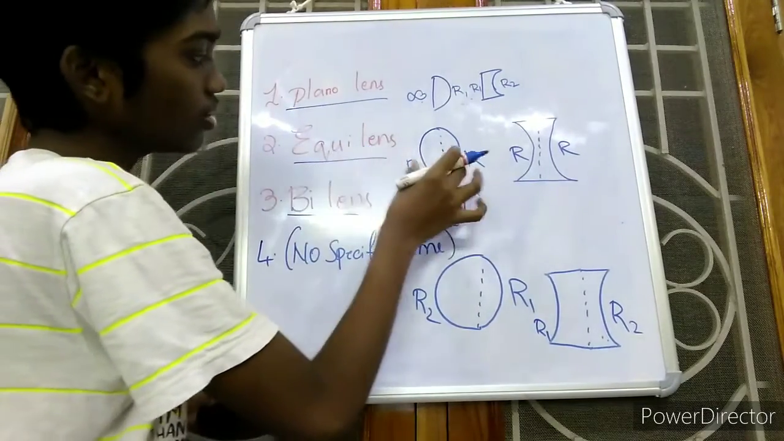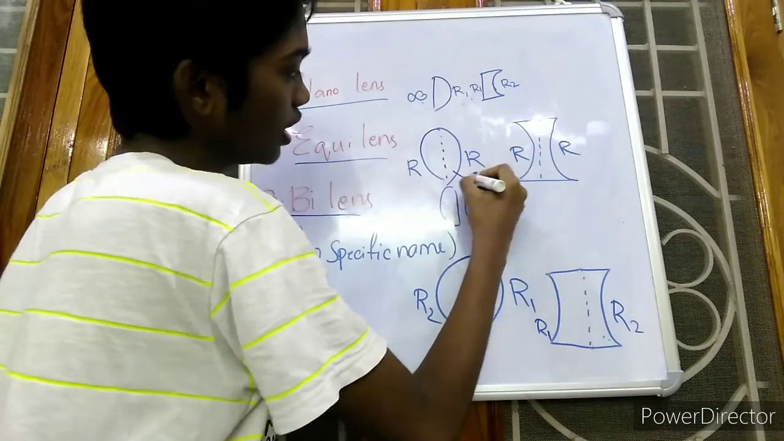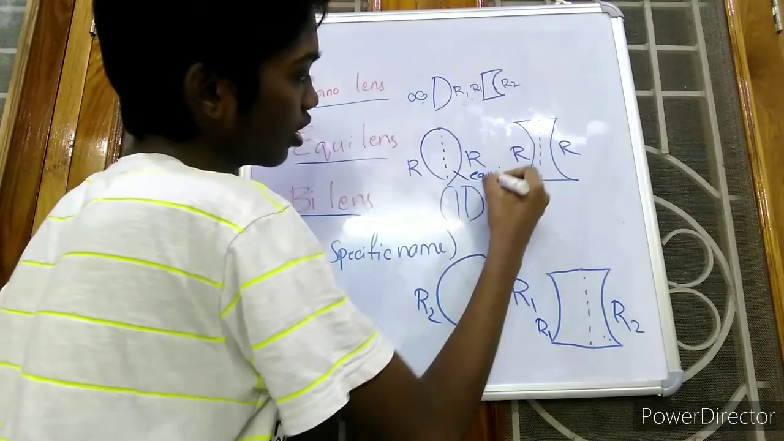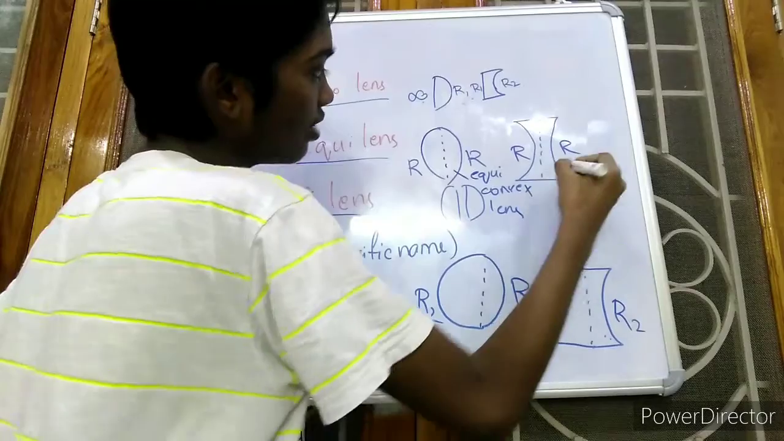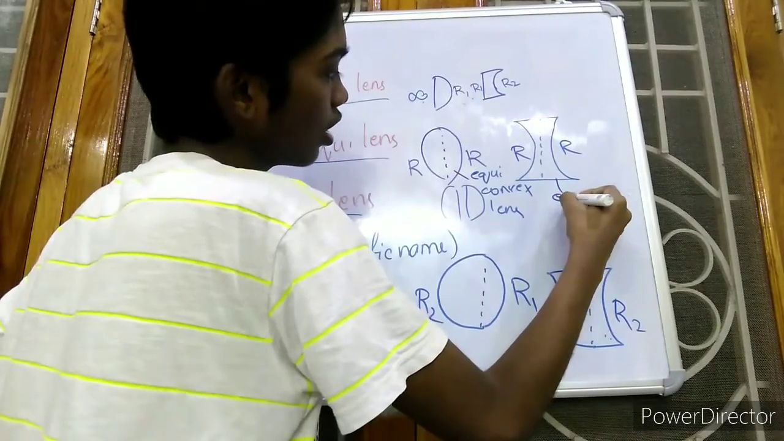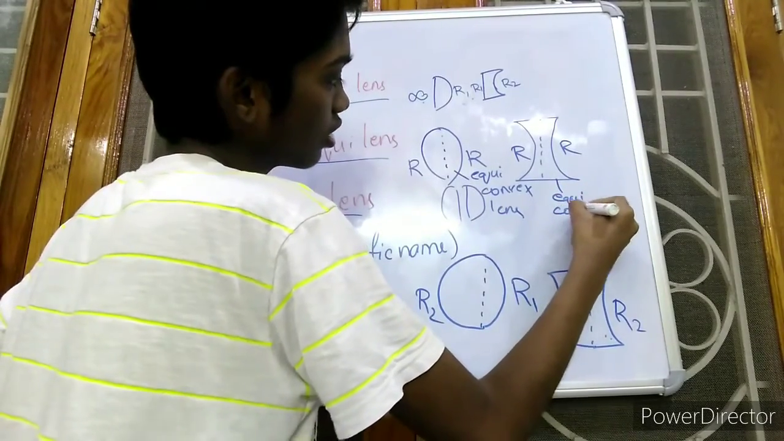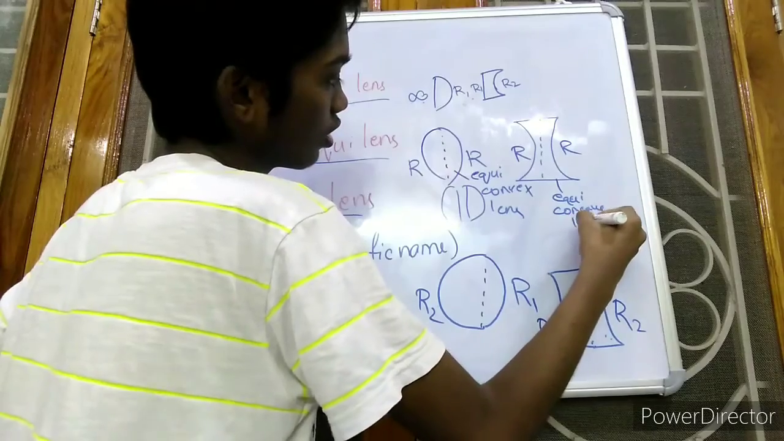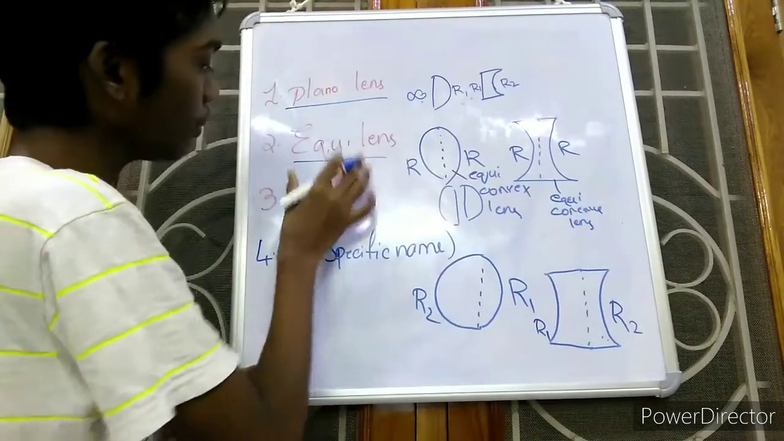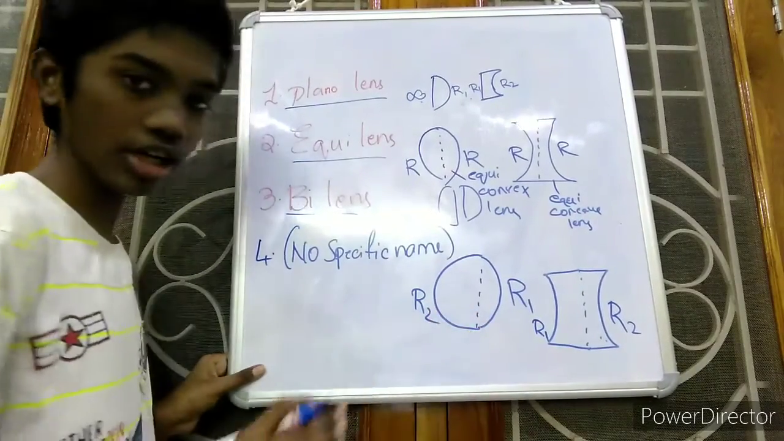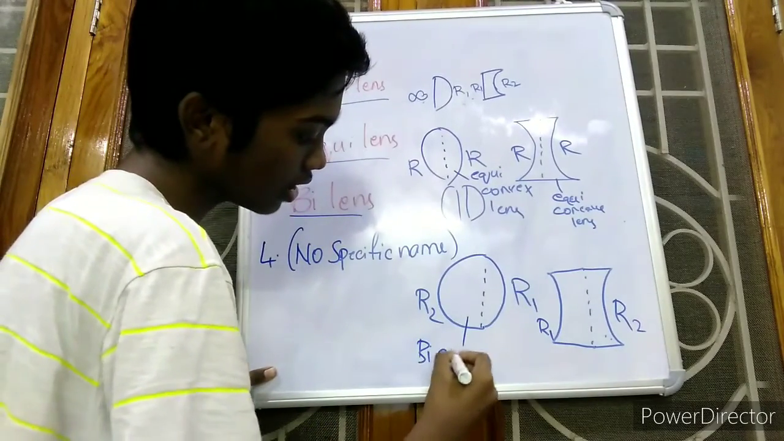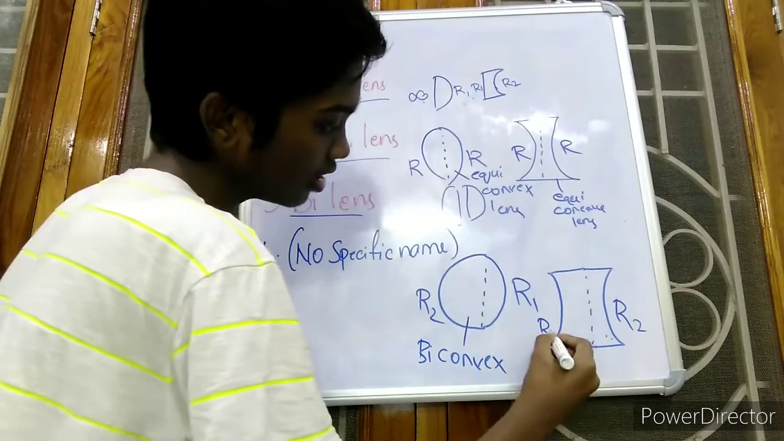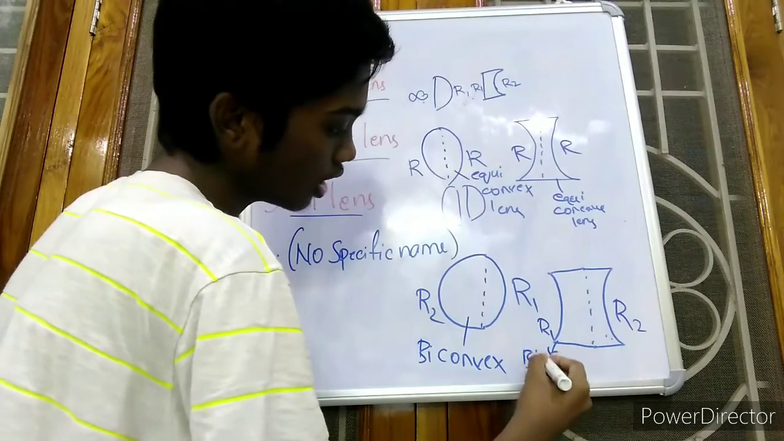Now in the equilens, this lens is called as equiconvex lens. And this lens is called as equiconcave lens. So in the bilens, which is having different radii of curvature, this lens is called as biconvex lens and this lens is called as biconcave lens.